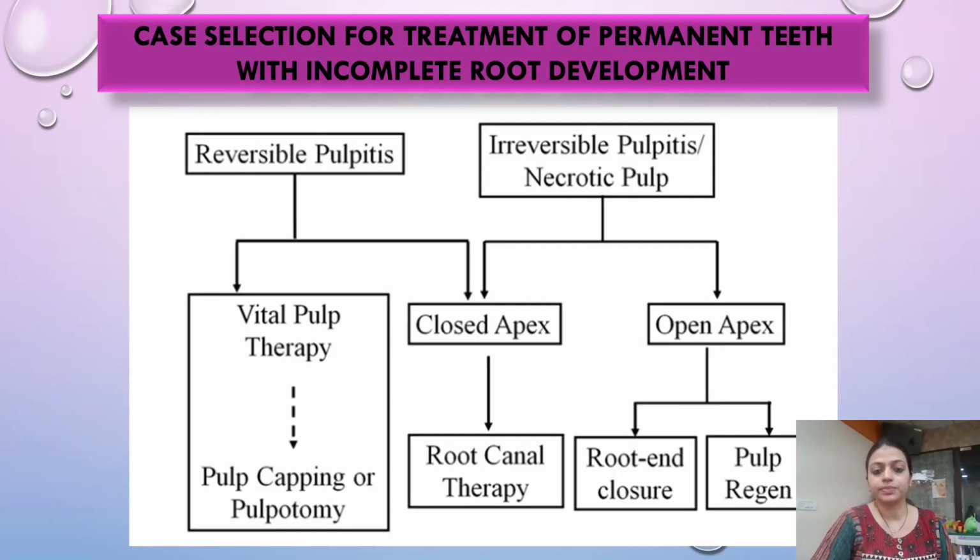So case selection for treatment of permanent teeth with incomplete root development. This is just a flow chart. In cases of reversible pulpitis, it's quite simple. You can do the vital pulp therapy. Teeth which have incomplete root formation.